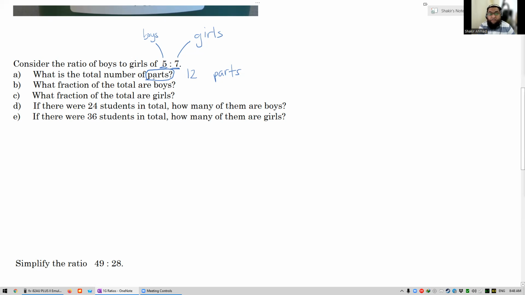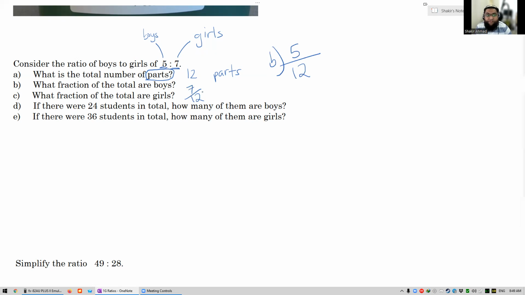Now it's asking what fraction of the total are boys. I see students answer this by writing 5/7 all the time. That is incorrect, because it's asking what fraction of the total are boys. You have 5 parts boys out of 12 parts total. So the answer to B is actually 5/12. And what fraction of the total are girls? 7 out of 12 total. 7 girls out of 12 total.